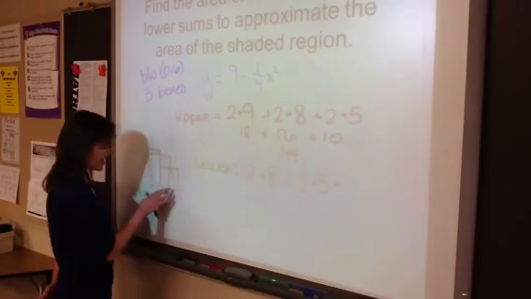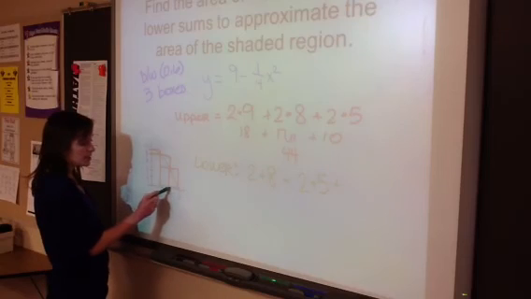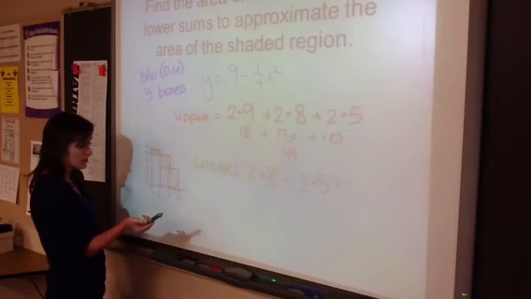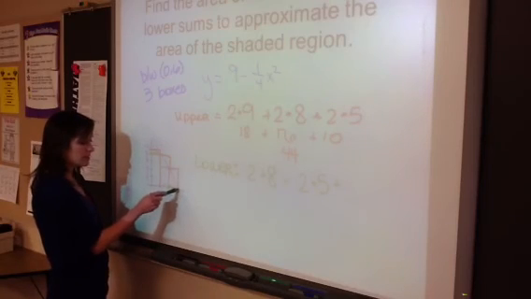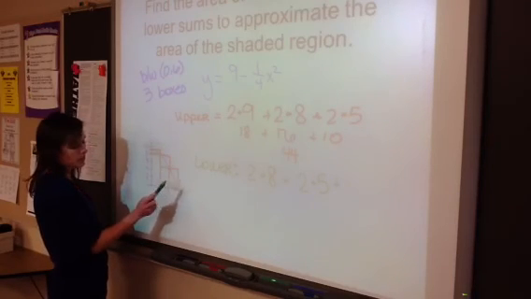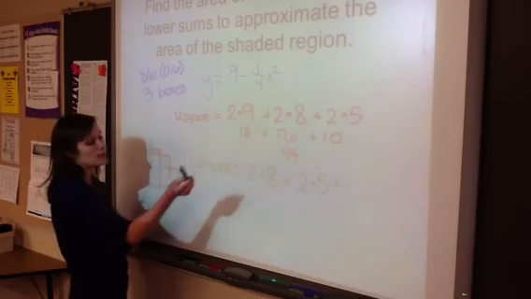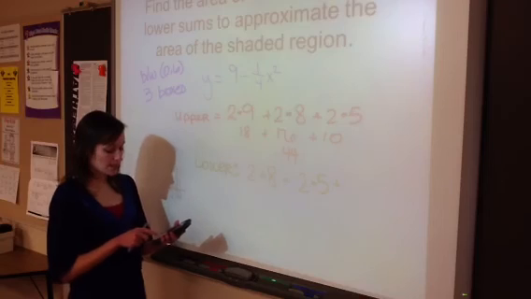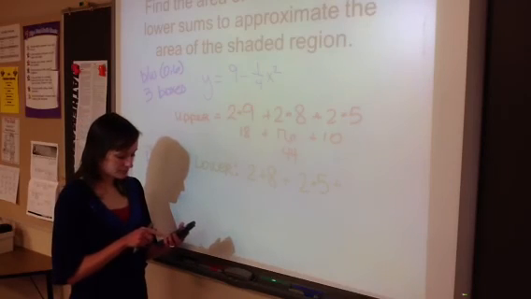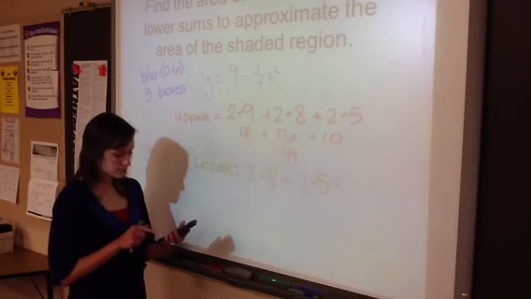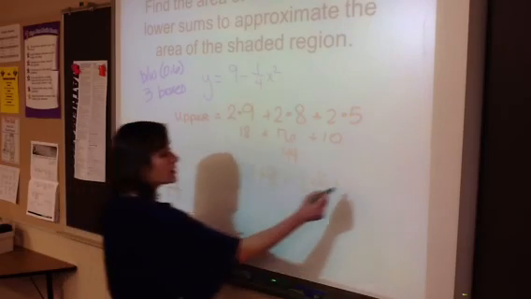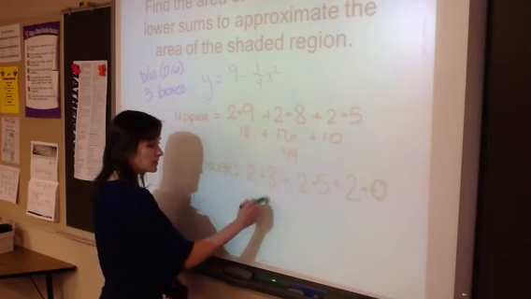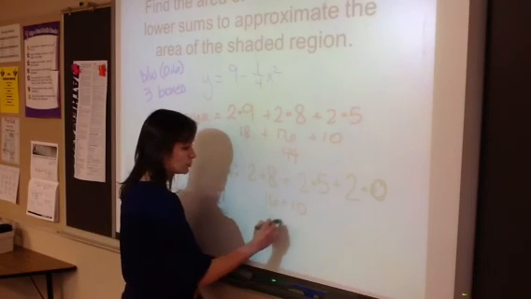Plus, this last box is weird because it goes to the x-axis, so we don't really even have a box, because we plugged in 2, then we plugged in 4, now we're going to plug in 6. If you plug in 6, you get 0. So we're going to have 2 times 0. So you end up with 16 plus 10, so you end up with 26.